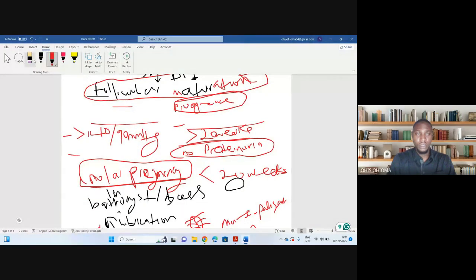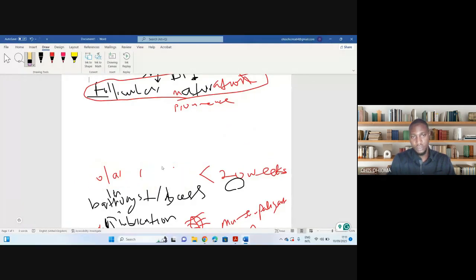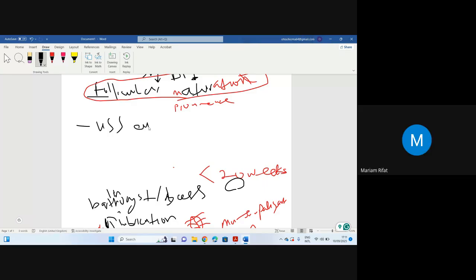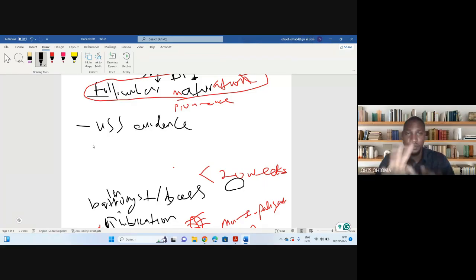Rotterdam criteria. Excellent. So you just need 2 out of the 3 to make a diagnosis, right? Can you tell me the 3 criteria there? What's the first one? There are 3 components of the Rotterdam criteria.